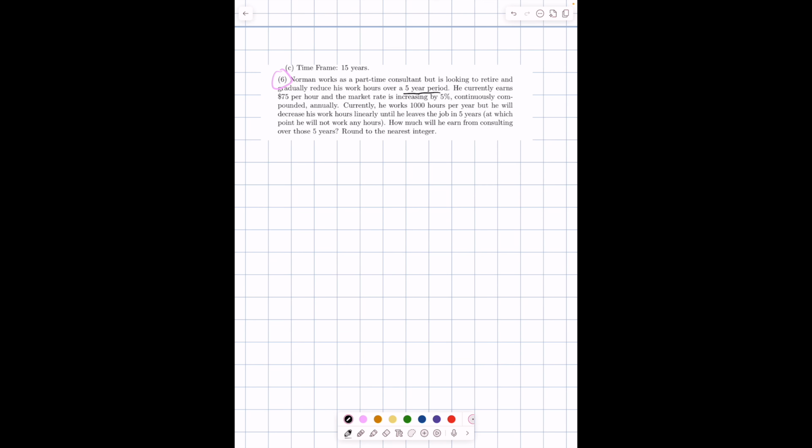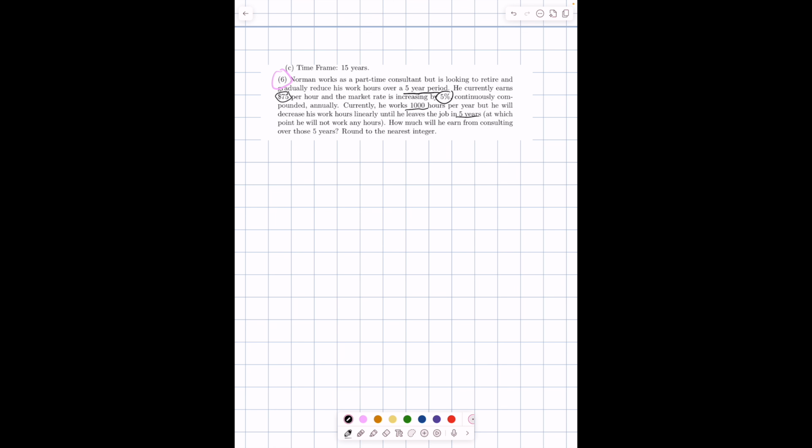He currently earns 75 per hour, and the market rate is increasing by 6% continuously compounded annually. Currently, he works 1,000 hours per year, but he will decrease his work hours linearly until he leaves the job in 5 years. How much will he earn from consulting over those 5 years?